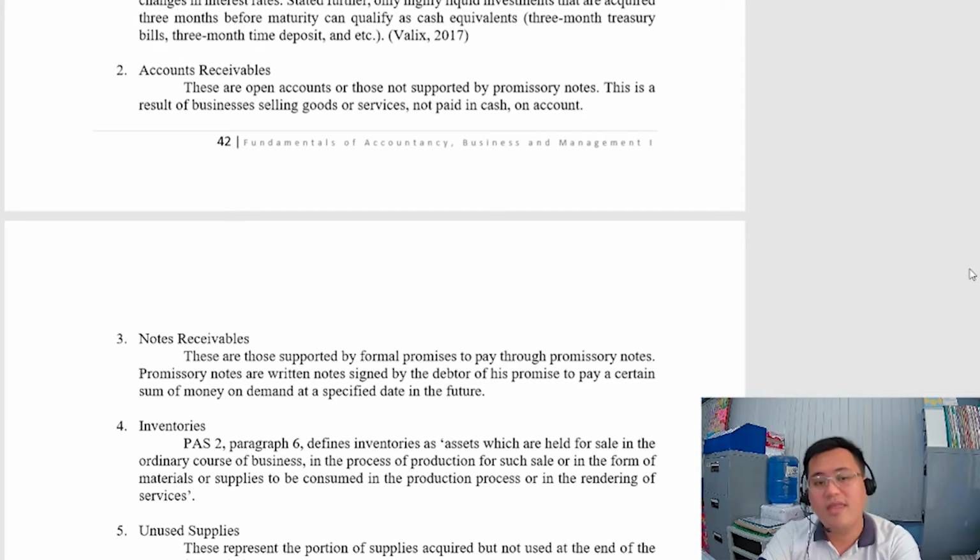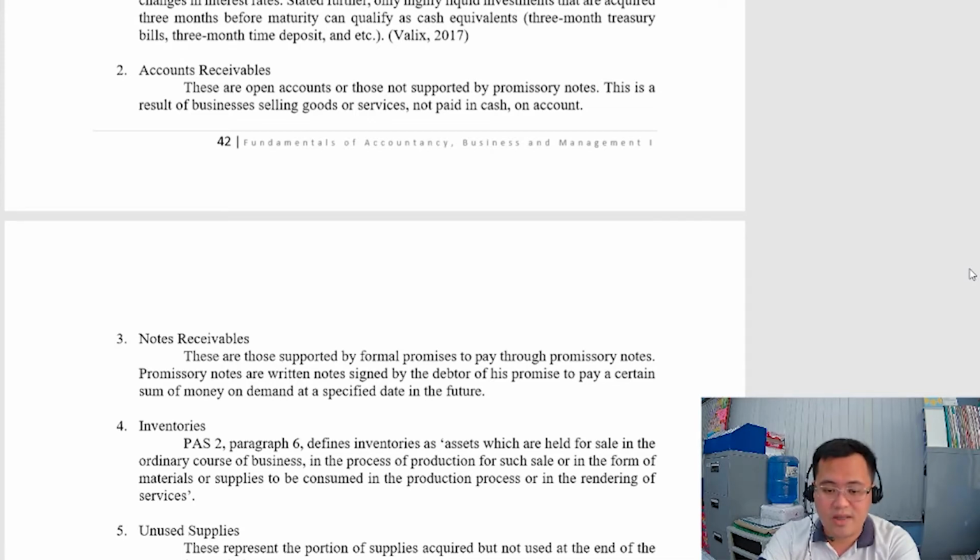Next, number 3, we have notes receivable. Notes receivable, on the other hand, are those supported by formal promises to pay through a promissory note. Now, in accounts receivable, usually there are no promissory notes because these are usually charged on account. However, for notes receivable, these are evidenced by promissory notes.